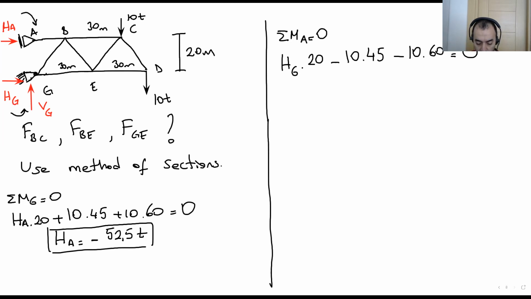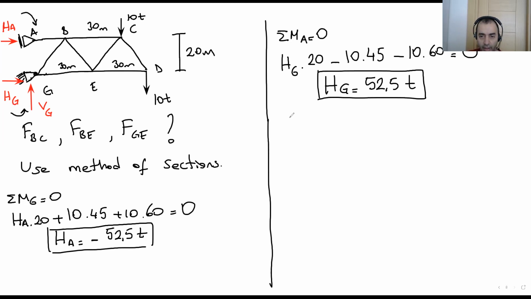It's the same, I think, over 20. Okay. HG is also positive, 52.5 ton. Let's write them to the sketch here. HG is this, minus.